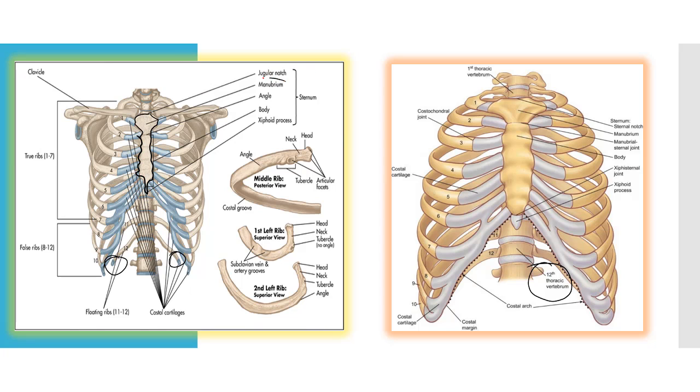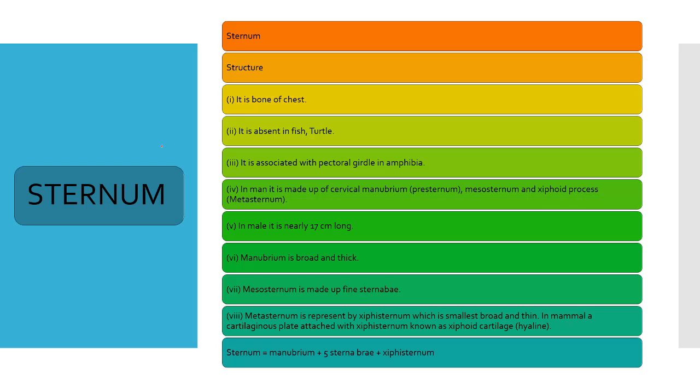Now you can see the manubrium. This is manubrium. Okay. The last part, tail, is known as what? Xiphoid process. Okay. And this is the body. Sternum. It is a bone of chest, absent in fish and turtle. Associated with pectoral girdles in amphibia, if it is present.